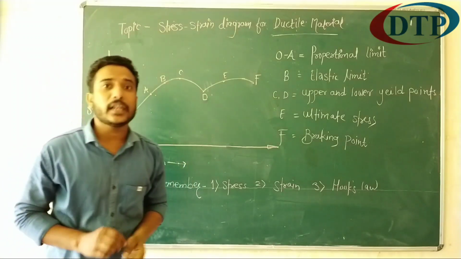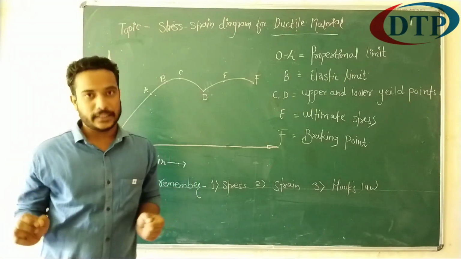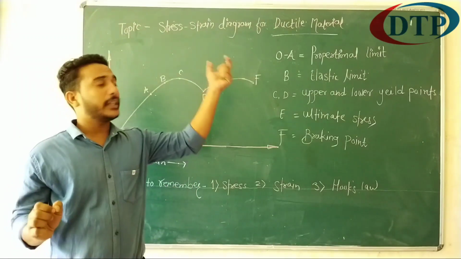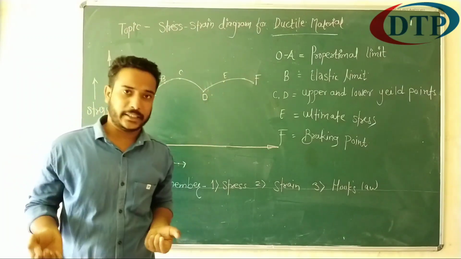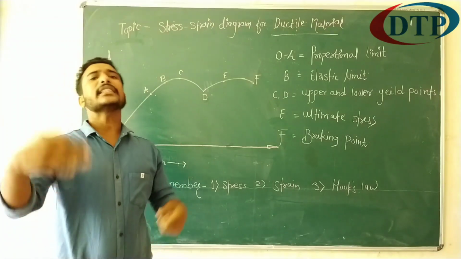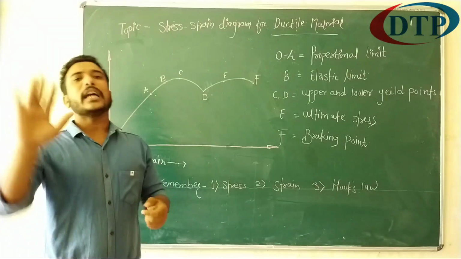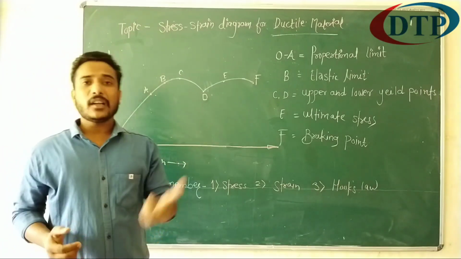What is ductile material? The ductile material possesses the property of elasticity. That means ductile material must have the property of elasticity. Then what is elasticity? When material regains its original size and shape on removal of external force, that material is called as a ductile material.